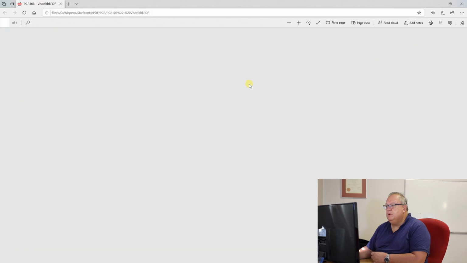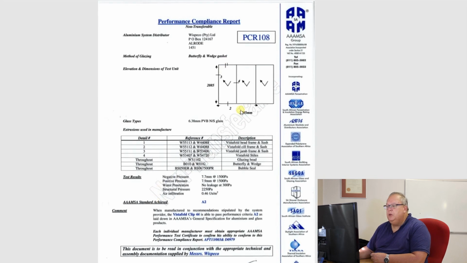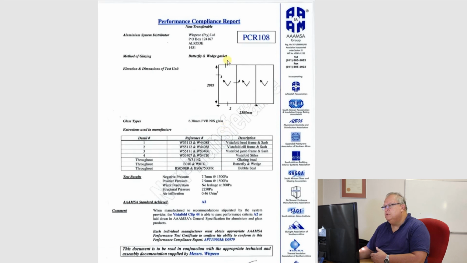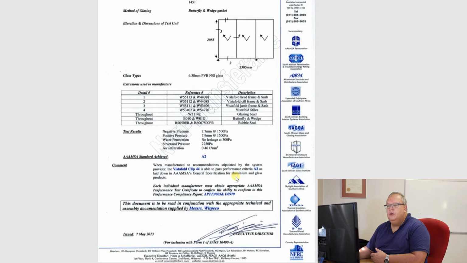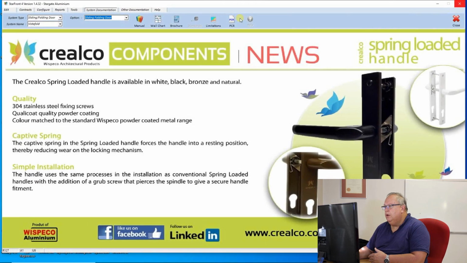A performance compliance report. Remember, these reports are non-transferable. The idea of this report is just to show you that it is possible to get an A2 test on a Vistafol door, and this was Wispeco's A2 test that they had performed on that door. Just so that you understand what capabilities each of the different systems have. Okay, and then if there's additional information.